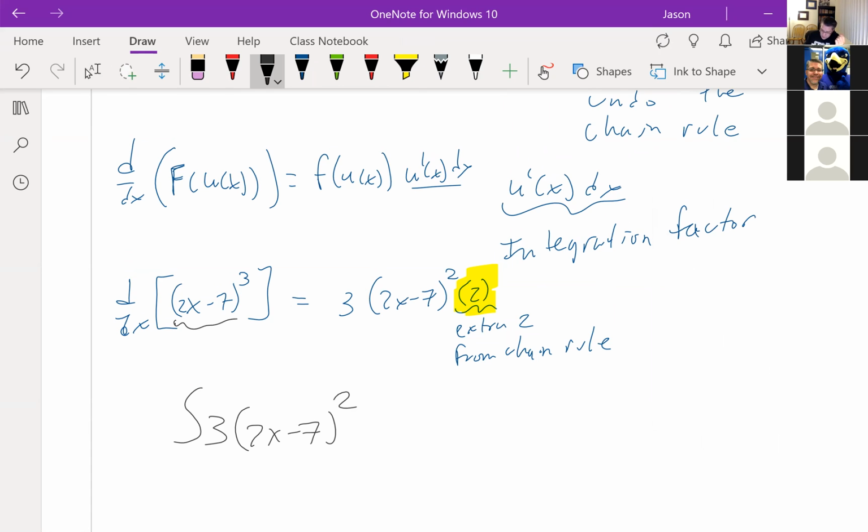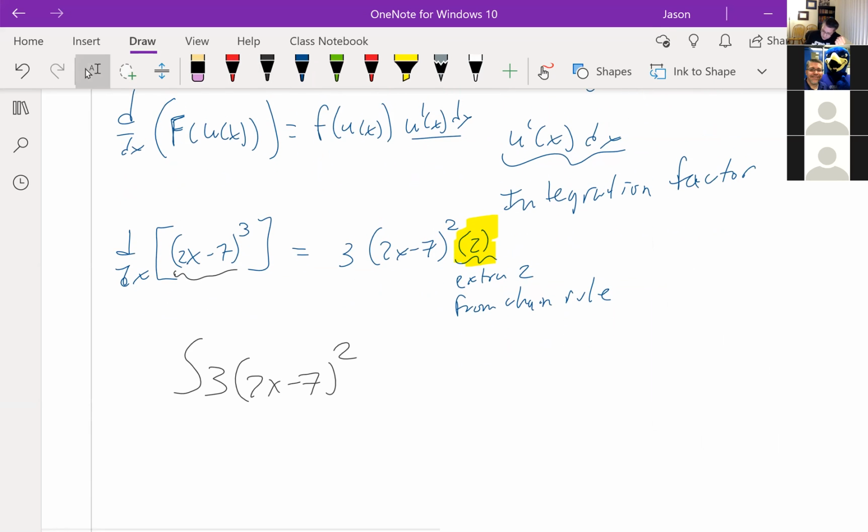And why is that? Well, because when we take the derivative, we end up with an extra 2. How do we allow for that extra 2? Say I'm just going to let this be equal to 6 times (2x minus 7) squared. Now let me show you how we integrate this thing. Oh, sorry, that's a 6. And we get the right answer.